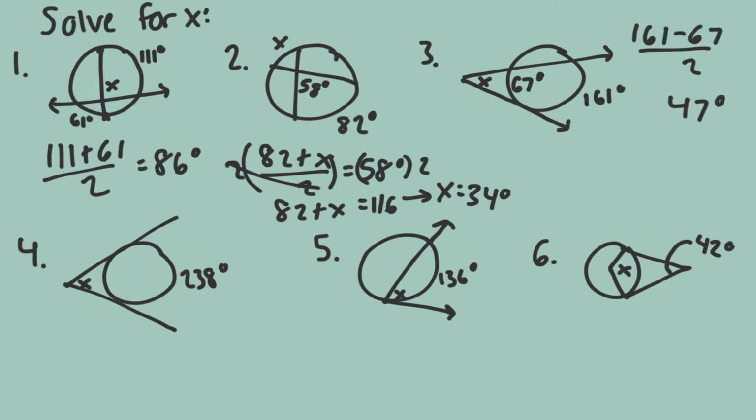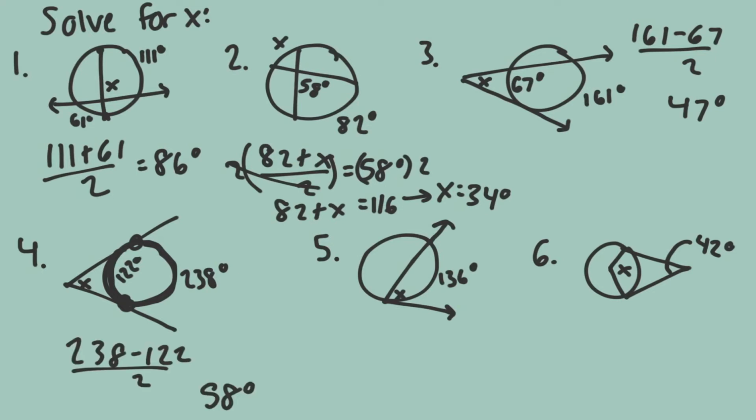The next one, it's also outside, but we're only given one angle measure. We can find this one though, because if this part is 238 degrees, then this part has to be 360 minus 238 in order for it to be a whole circle. So that gives us 122 degrees there. And now we can subtract those and divide by 2. And you get 58 degrees.